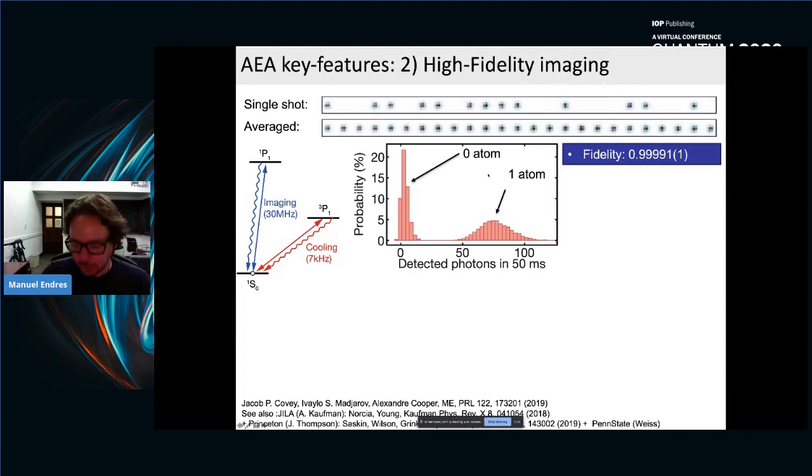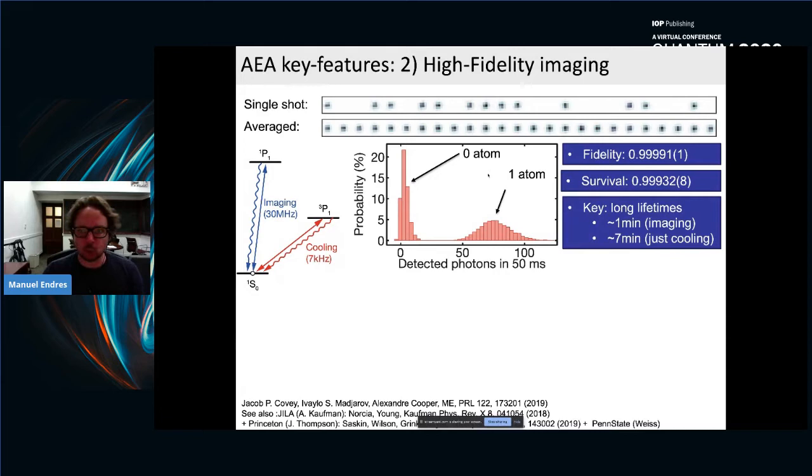Another important number is the survival probability. That's the probability of having an atom left after the imaging process. So there's loss during that process. The key for that were really long lifetimes and good cooling. In particular, under cooling, we reach about 7 minutes lifetime now in these tweezer arrays, which is actually maybe an order of magnitude longer than previous experiments, or even more. So this is some sort of what we reach.